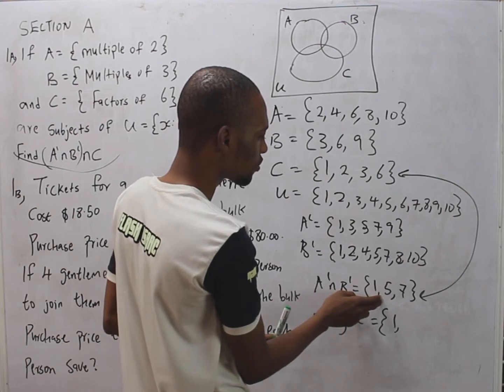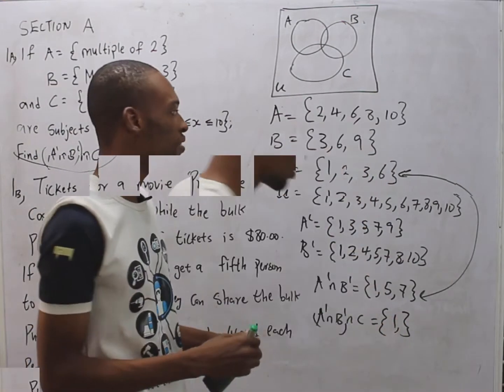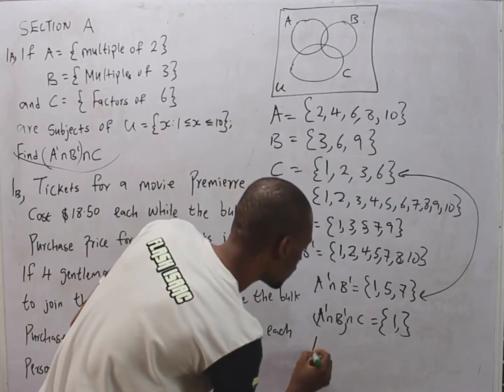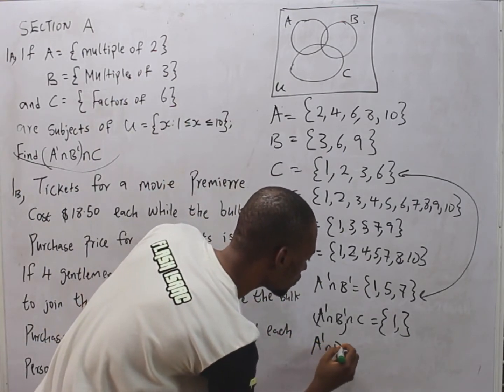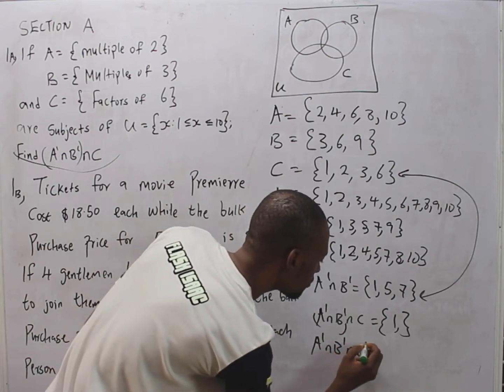There is no 2, there is no 3. Just 1 is what they have in common. How about A intersection B prime, A prime intersection B prime intersection C prime?